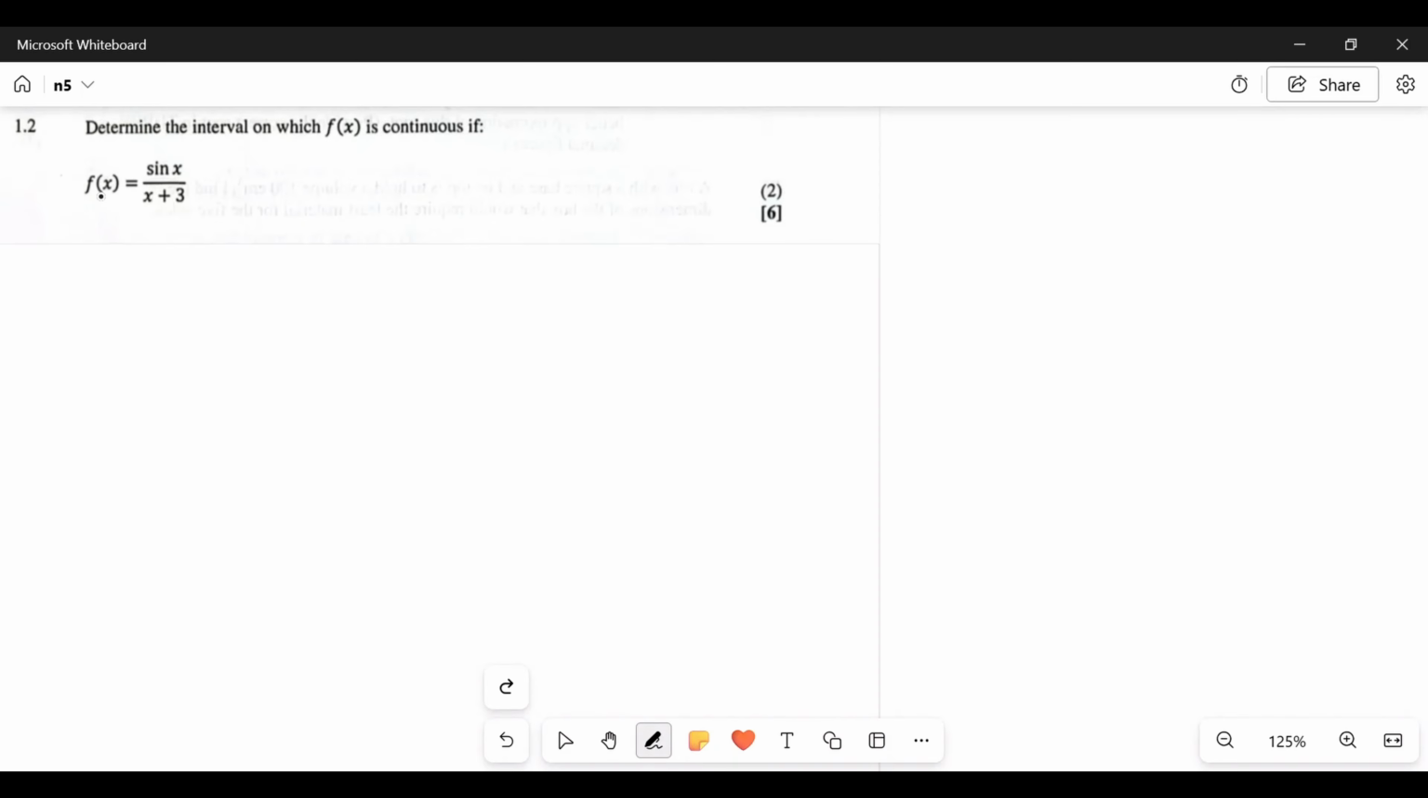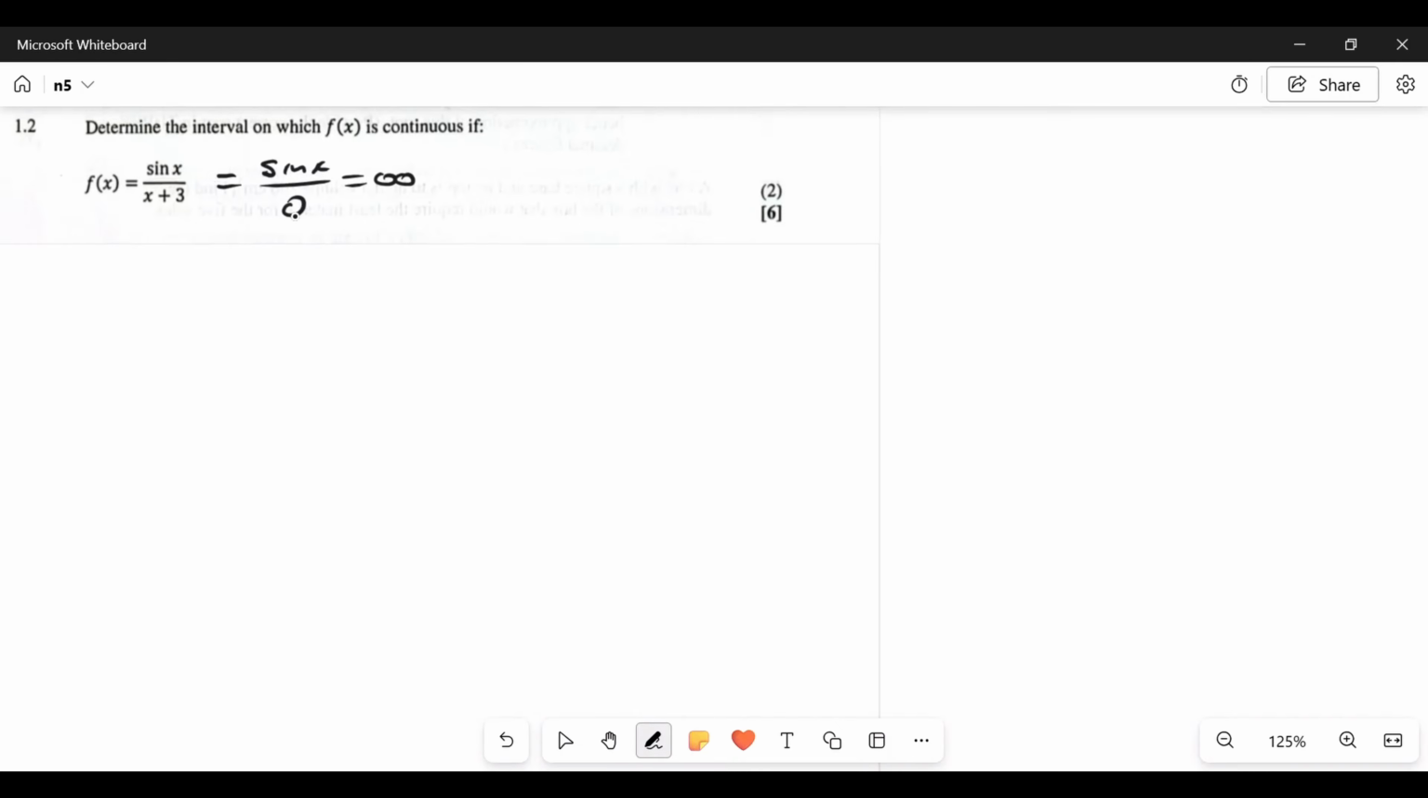So as you can see, our function here is a fraction. In order for us to find the intervals for f of x to be continuous, we first need to find the values where it is discontinuous. So in order for this function to be discontinuous, it should be in this manner: sine x divided by 0. That will give us infinity or undefined. So when a function is divided by 0, just know that whatever value causes us to have 0 there is the value where the function is discontinuous.